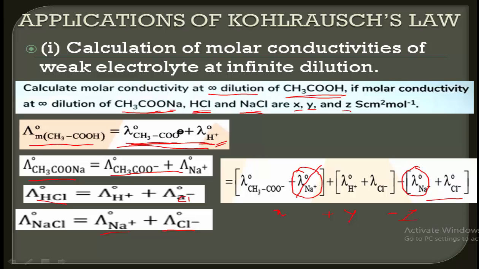Both will get cancelled out. Next, what remains? Lambda naught Cl minus, and here again minus into plus, it becomes minus lambda naught Cl minus. So minus lambda naught Cl minus and plus lambda naught Cl minus will get cancelled out. What will remain? CH3COO minus plus lambda naught H plus. Depending upon what they have given, you have to add or subtract these things.